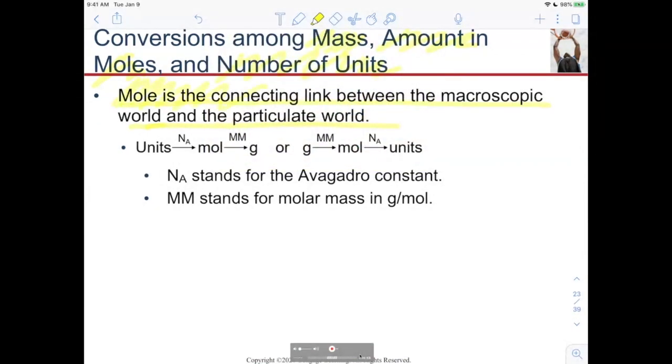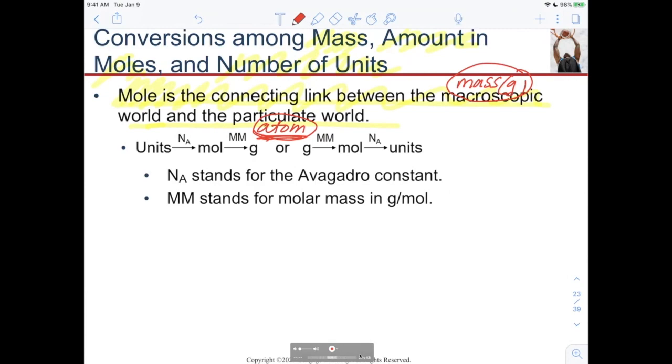The mole is the connecting link between the macroscopic world, which here is referring to mass. We can see things if the masses are large. And then the particulate world, which is the atoms. We cannot see this. So, wow, the mole is the connecting link between the particles we know exist but can't see, and the amounts that are measured in the lab that we actually can see.